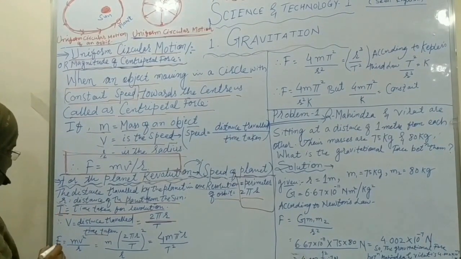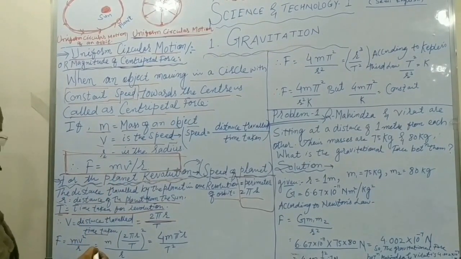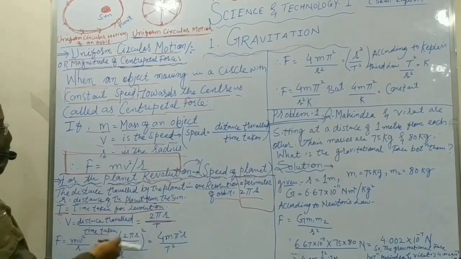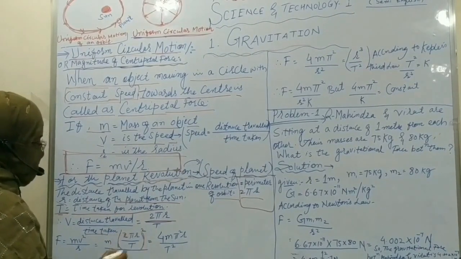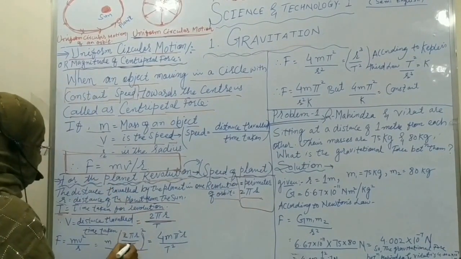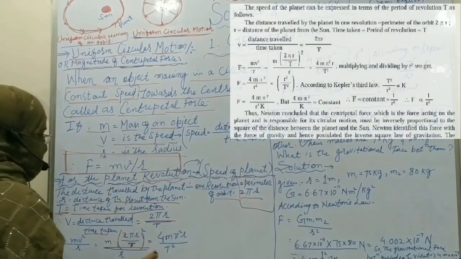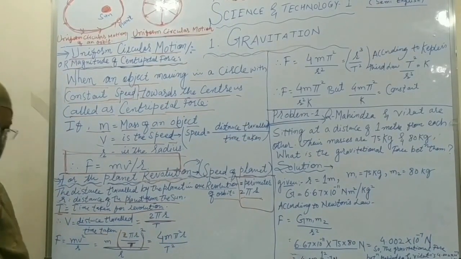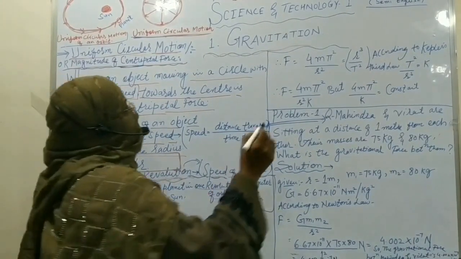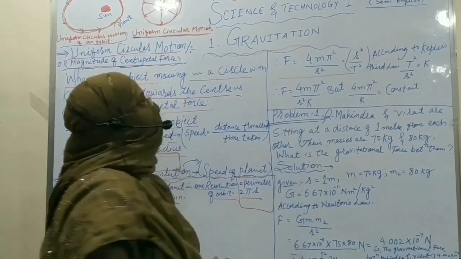Then the force will be F is equal to mv square upon r. Here is our formula for the force, mv square upon r. Therefore, by putting the values, m times (2 pi r over T) squared, divided by r. R is the radius. Therefore, after squaring, we get 4 m pi square r upon T square. In the next step, F is equal to 4 m pi square r upon T square.